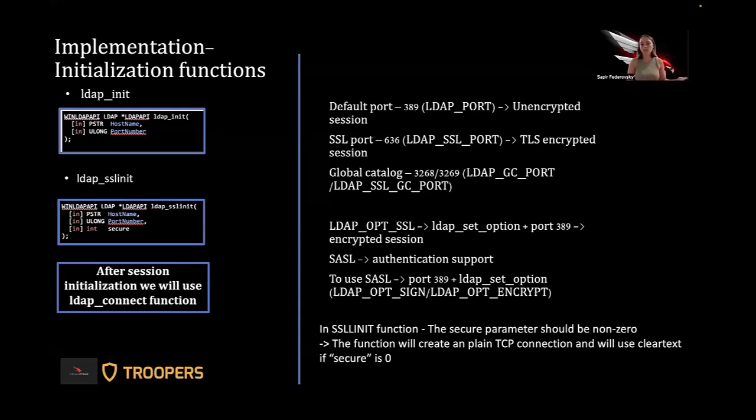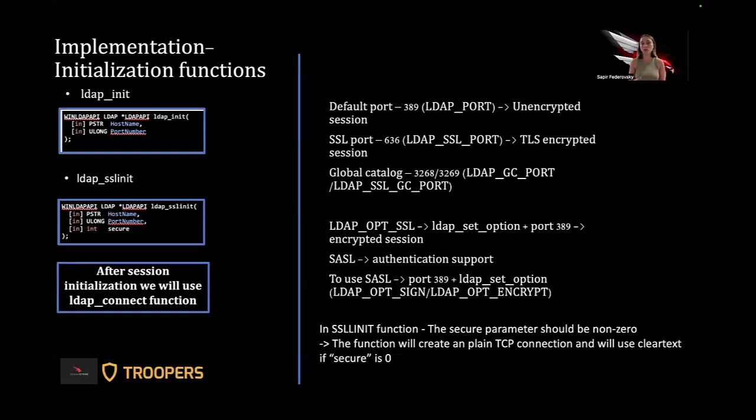The LDAP SSL init default port is 636. So again, if you're monitoring LDAP and you only monitor port 389, you don't monitor LDAPS. So it's quite important as well. And also we have the LDAP global catalog ports, 3268 and 3269. So again, it's quite important to understand there are 4 different ports that represent LDAP traffic, and all of them can be encrypted and unencrypted. So you should be aware of that.